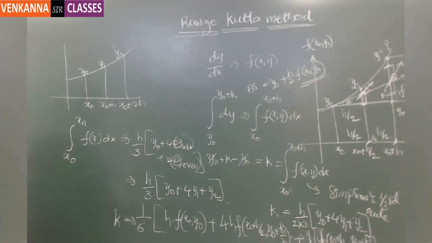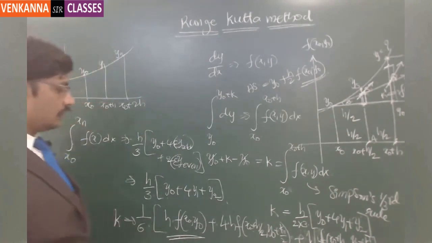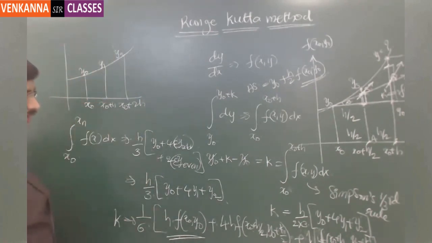So k1 is h times of f of x naught. So this is what is called the k1. I have given all the formulas yesterday, so I'll just write it. First you note down this, whatever is visible, I'll write this part again.